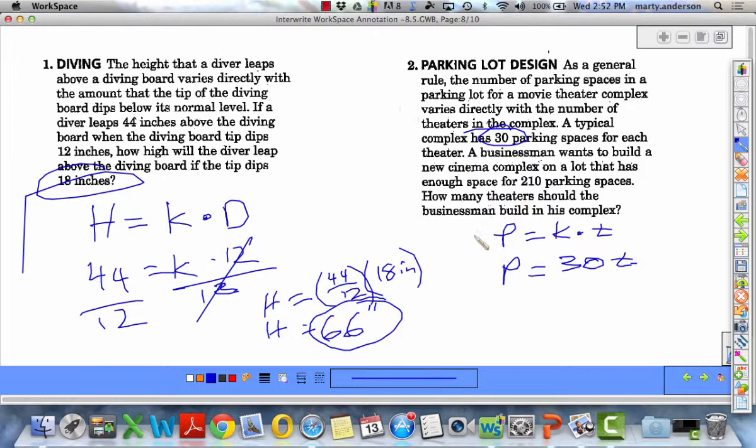Business wants to have 210 parking spaces. How many theaters should he have? So I know I have 210 equals 30 times T. T is 7.